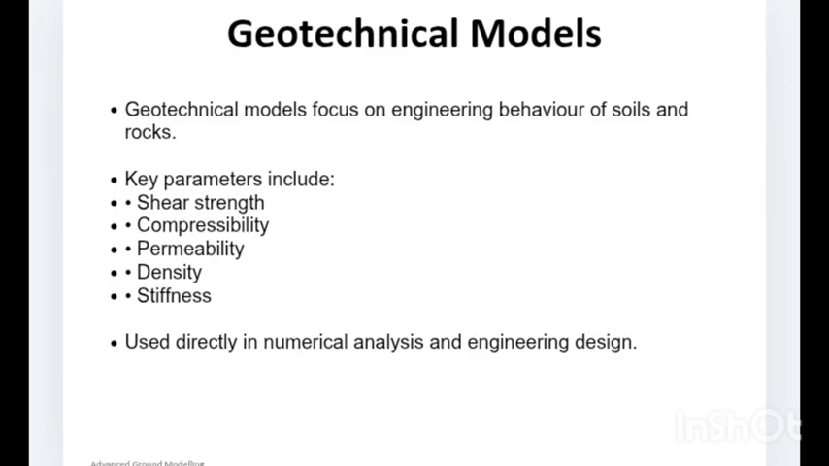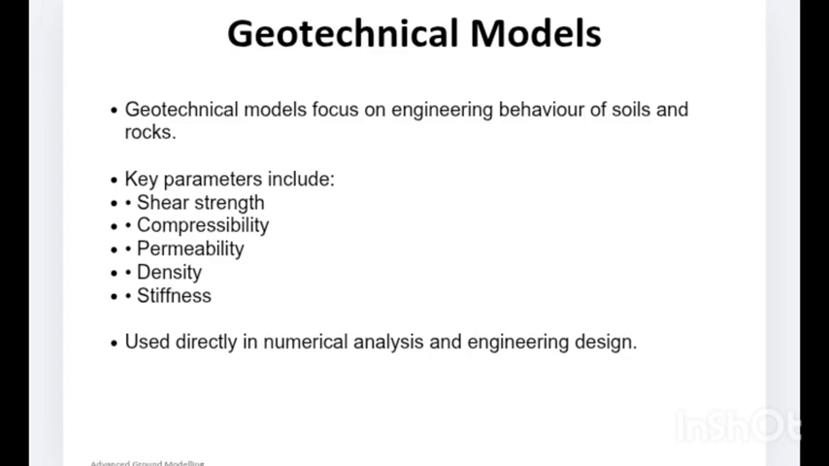Important geotechnical parameters include, one, shear strength. This determines the resistance of soil or rock to failure. It is critical in foundation design, slope stability, and retaining wall analysis. The second parameter is compressibility. Compressibility determines how much settlement occurs under loading. Highly compressible soil such as clay can lead to excessive settlement.